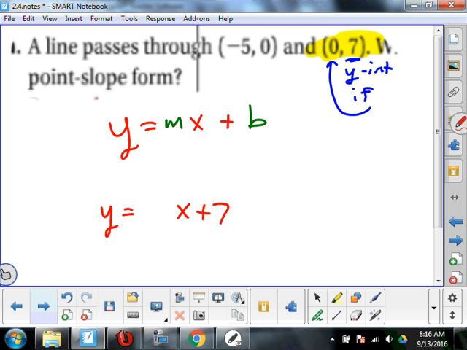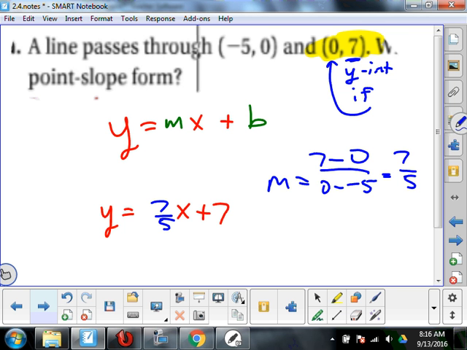For completion's sake, let's go ahead and calculate the slope. It's 7 minus 0 over 0 minus -5, so that's 7 over 5. So the slope is 7/5. Okay? Questions? Comments? Concerns? Short debates, long debates?